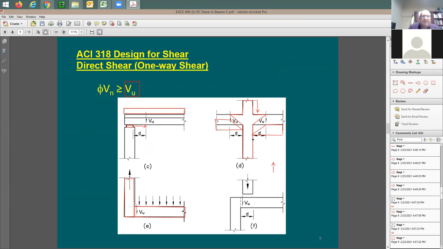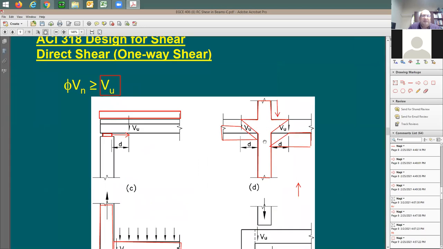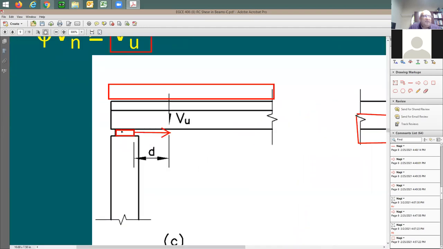Critical section, as we discussed, we have four cases. We say it's a distance d away from the face of support. Support means a column in this case. You come a distance d away from the face of support, and then you find the shear demand. So the shear demand is not right at the face of support, usually it's at distance d. Now, the definition of support is the actual support. So in this case, here's the actual support, not this. And this happens a lot in bridges.